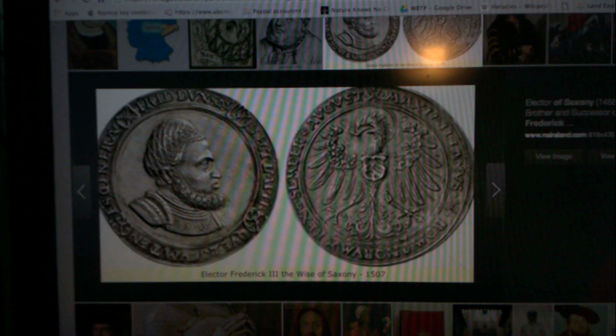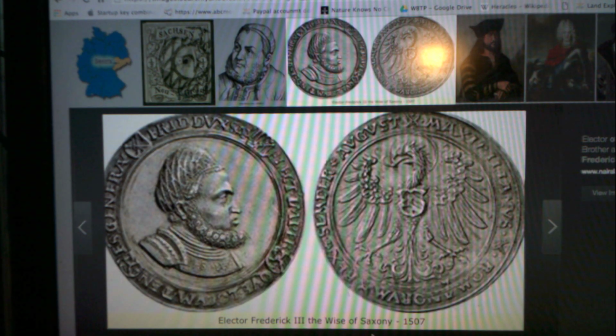And then you got the Edomites. So there's the black Edomites. You see how these guys, they're Hebrew too. They're Israel's twin brother, so they got the same phenotypes. You gotta remember, Esau married a lighter skinned woman, a white woman, and a Mongoloid woman, and he married an Ishmaelite. So their kids are dark. This is Elector Frederick III, the Wise of Saxony, of 1507. He's an Afro-Asiatic. He's an Edomite.